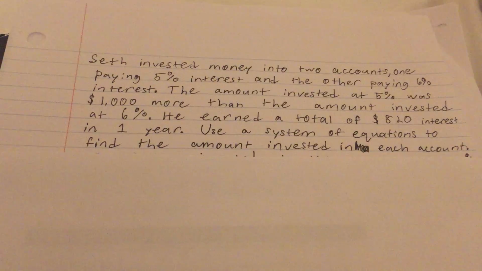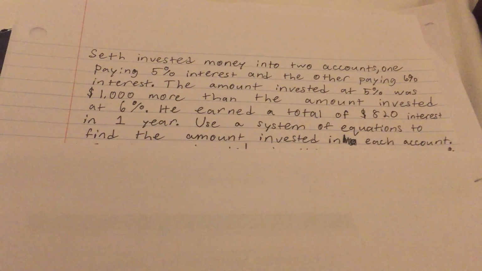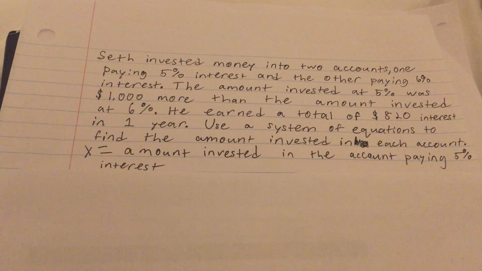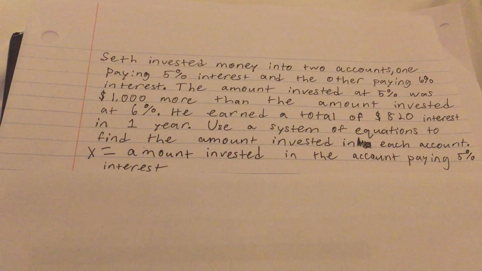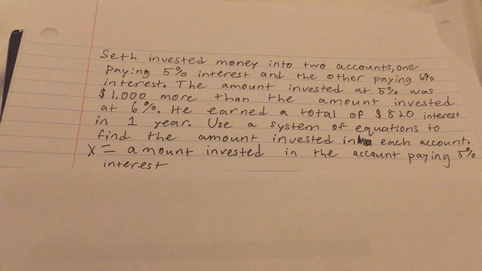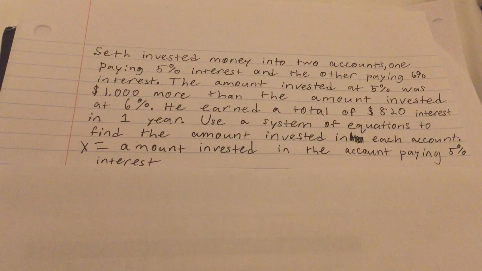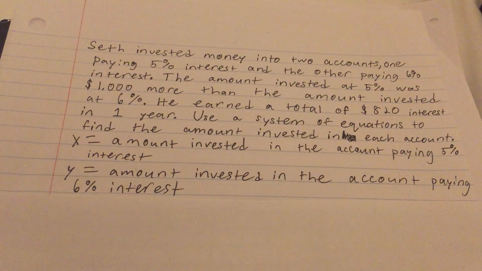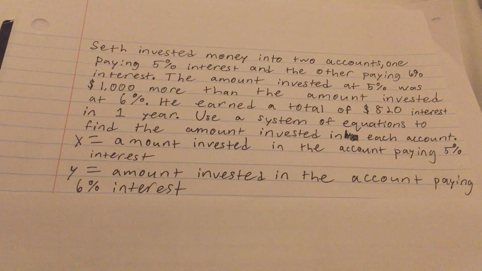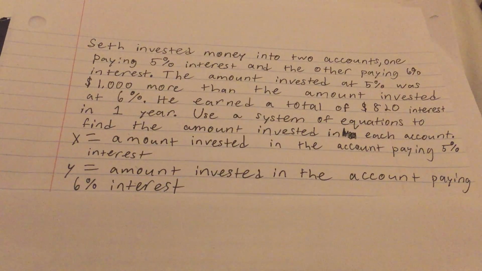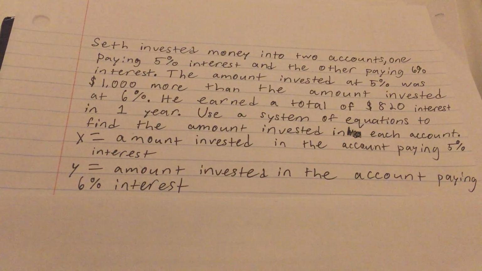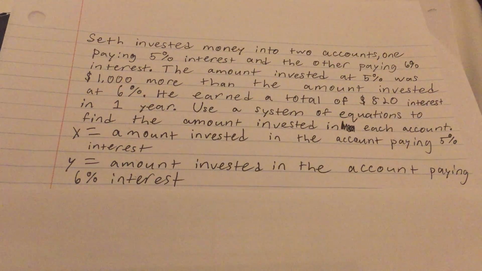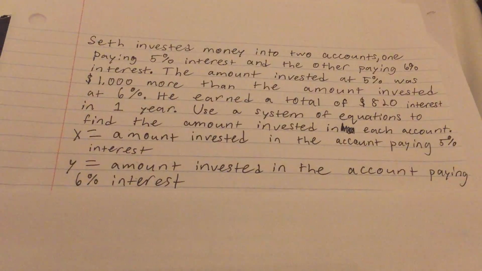So the first thing we're going to do is set up our variables. Our first variable is going to be x, and x equals the amount invested in the account paying 5% interest. And then our second variable is going to be y, which equals the amount invested in the account paying 6% interest. Now we're going to set up a table to help us figure out what our equations are.